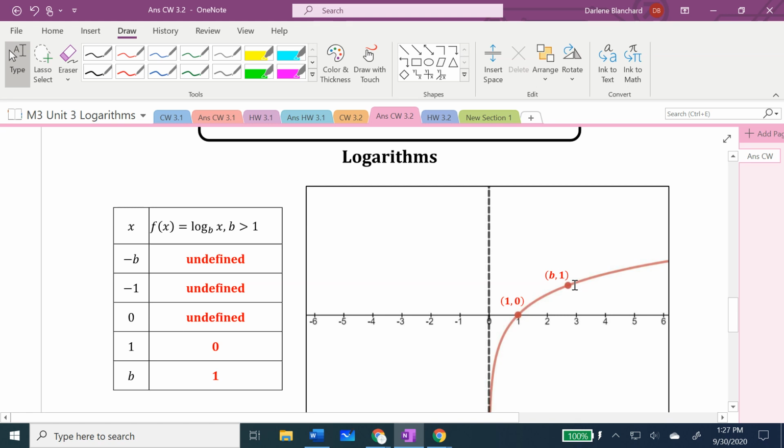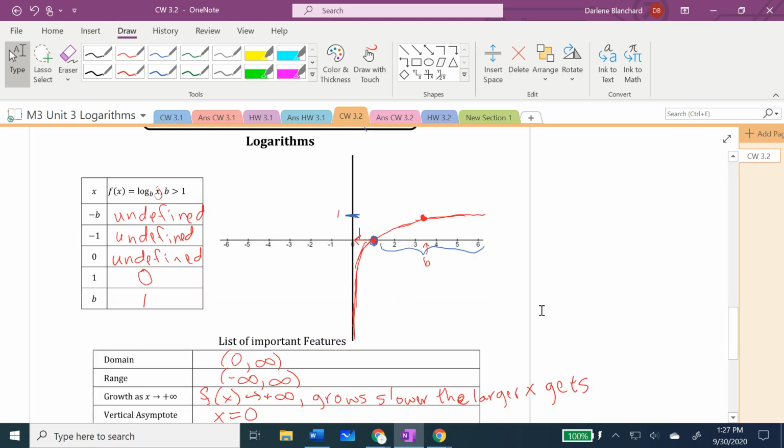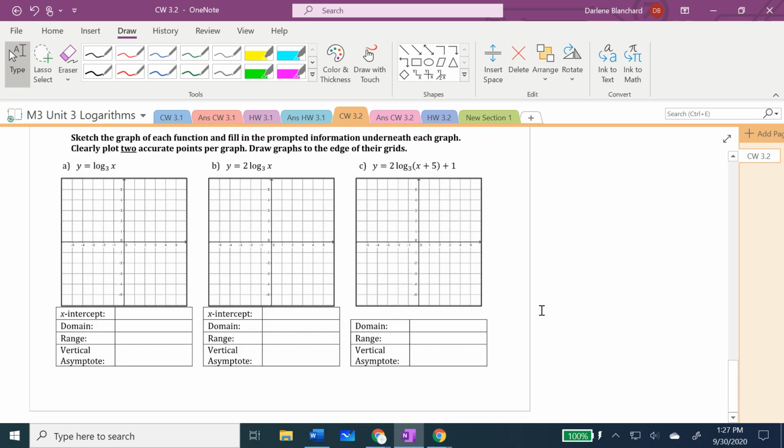Okay. All right. Then let's see how you are doing. This is the last bit for the classwork. So I want you to sketch the graph of log base 3 of x. Everybody should be graphing that right now.